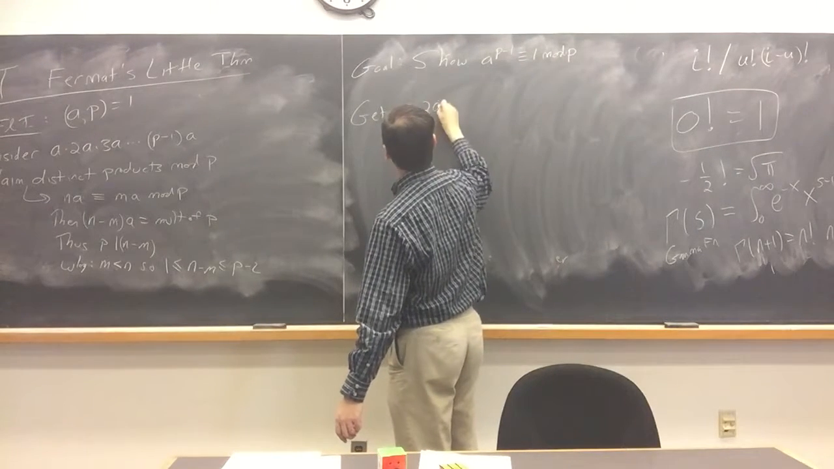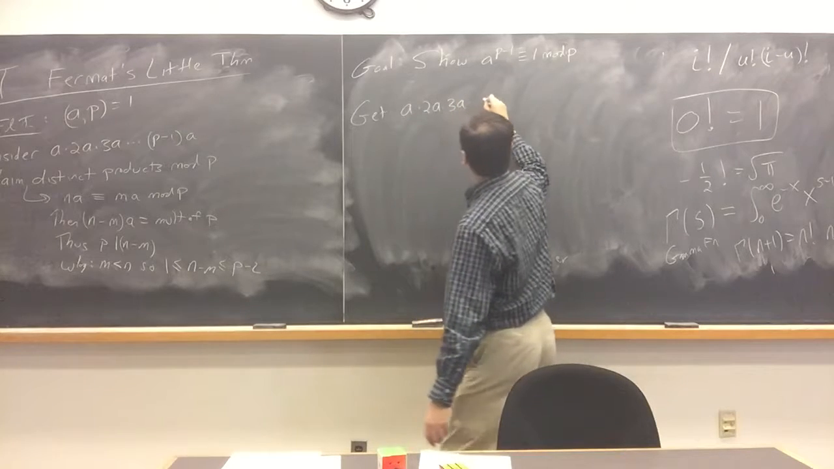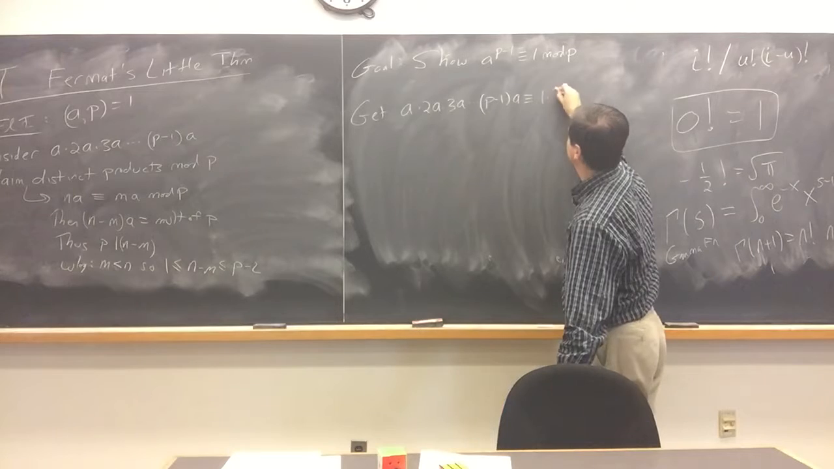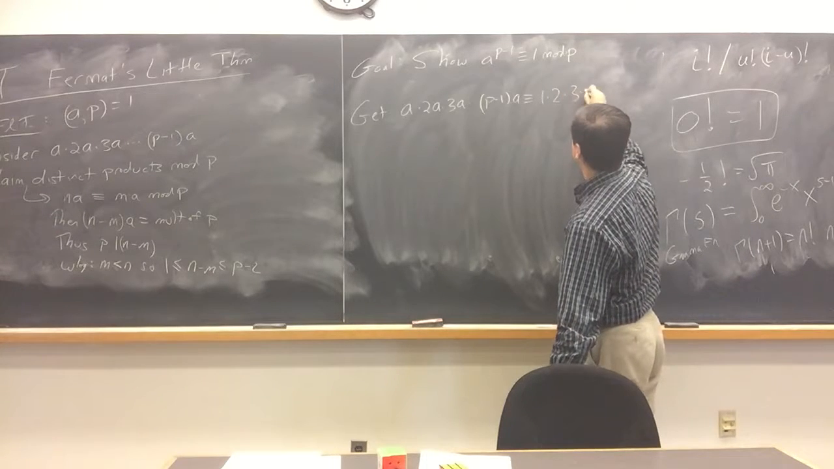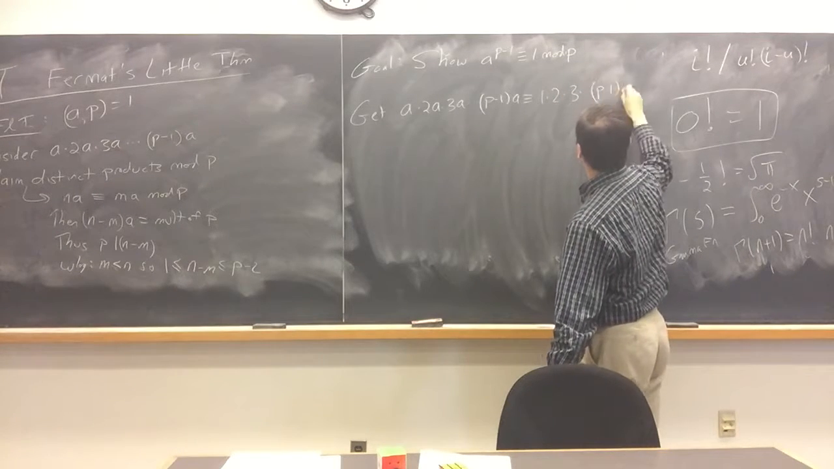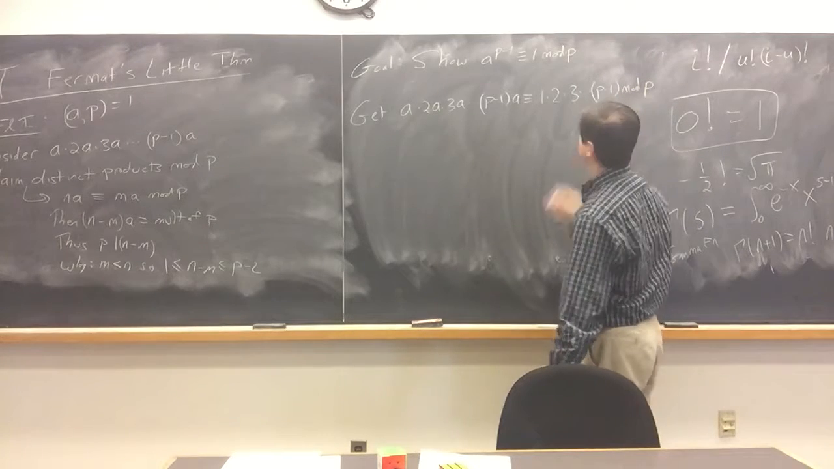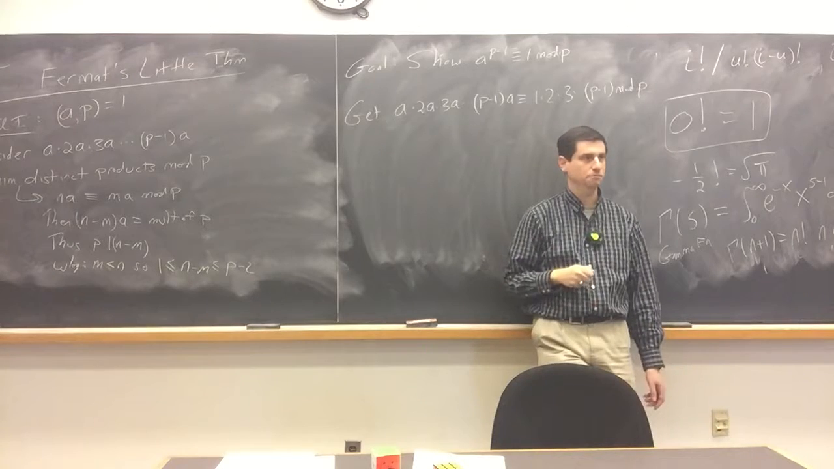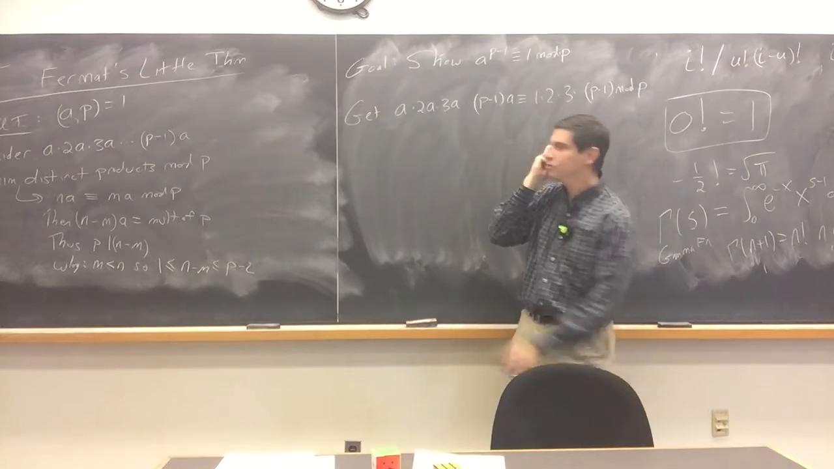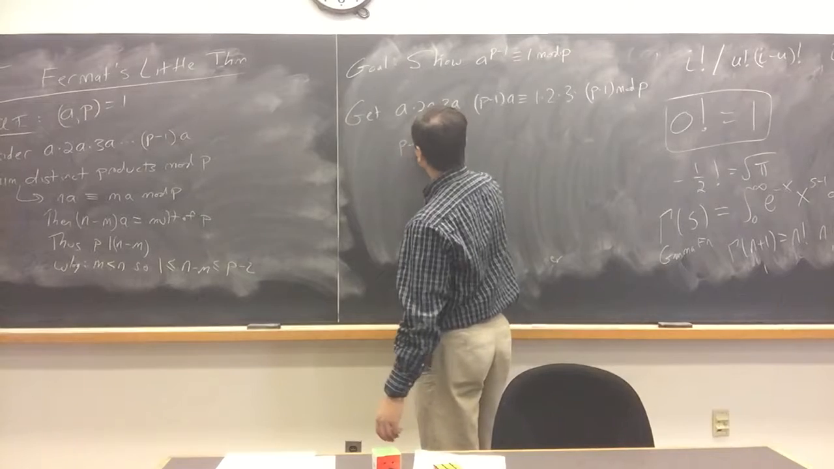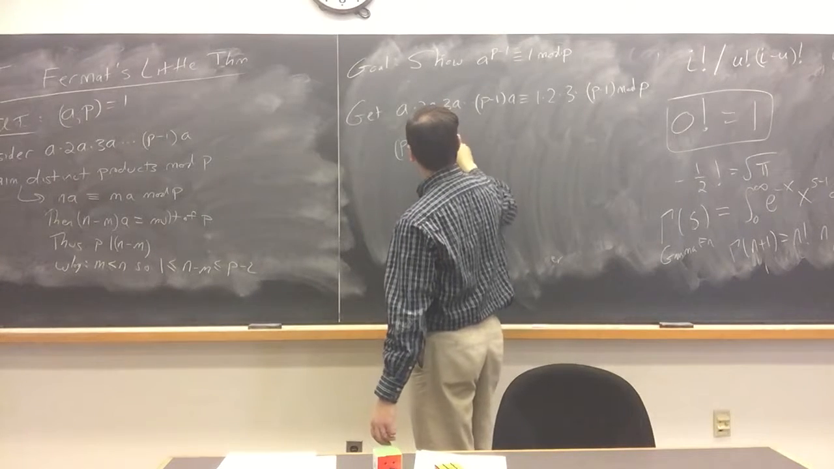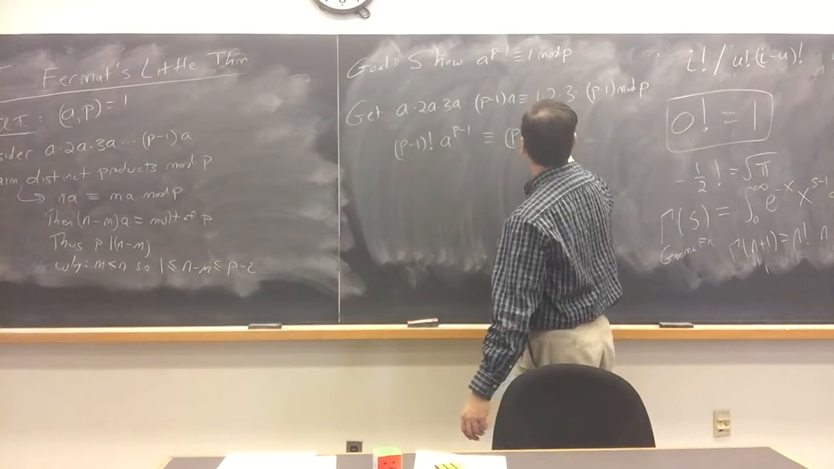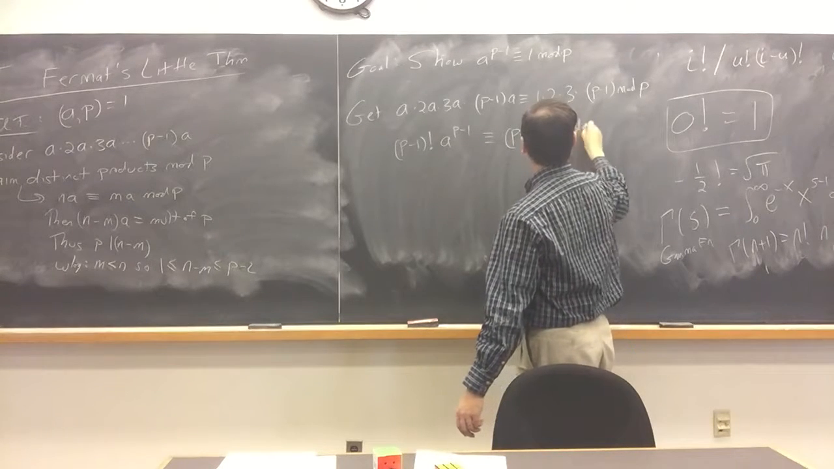So I get A times 2A times 3A ... times P minus 1 A is congruent to 1 times 2 times 3 times ... times P minus 1 mod P. Well, now we can group, this is the same as p minus 1 factorial times a to the p minus 1 is congruent to p minus 1 factorial mod p.